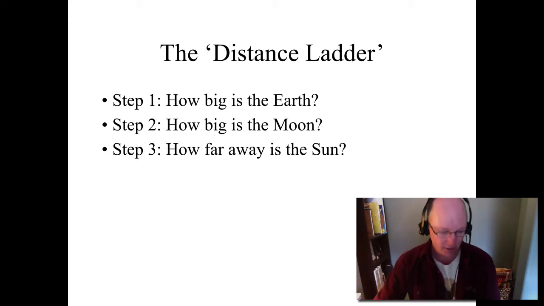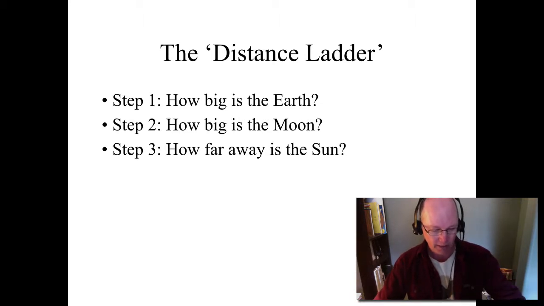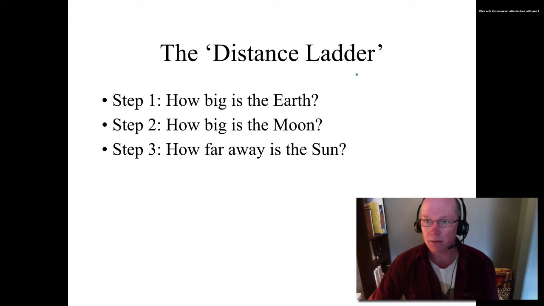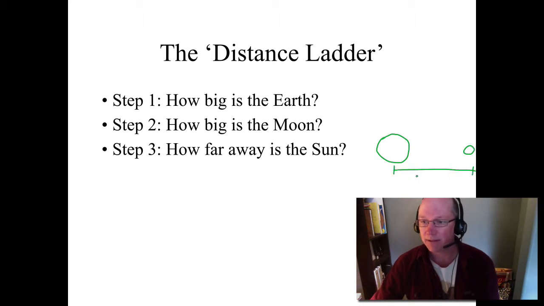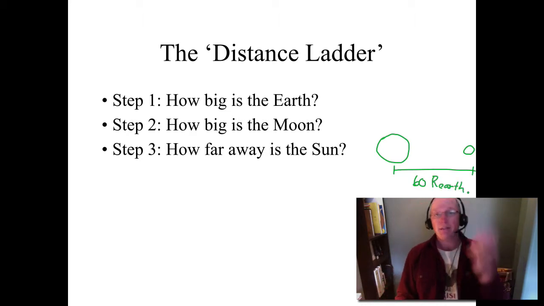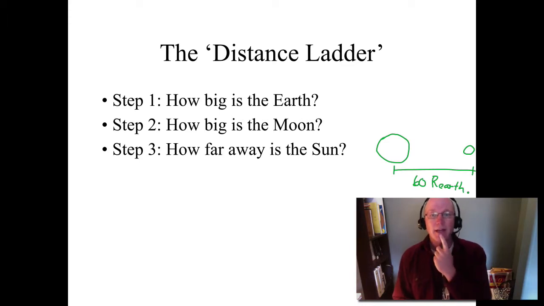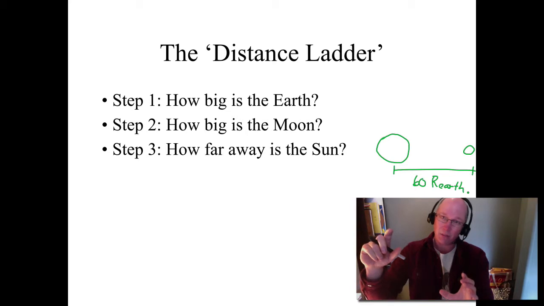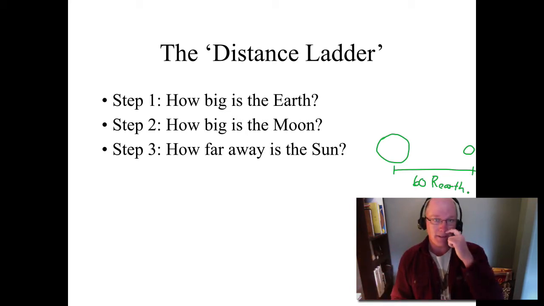So what this gives us here is we now have the scale model. We don't know how far away the sun is yet, but we do know that the Earth is this big, the moon is this big, and we know that the distance between them is something like 60 Earth radii. So this is something that we've measured. This is an interesting situation because this allows us the opportunity to use this particular distance measure to figure out how far away the sun is.